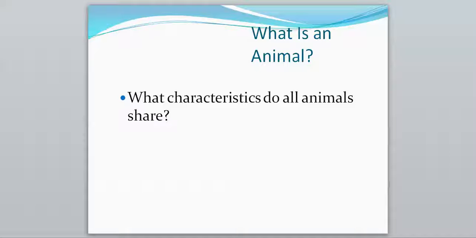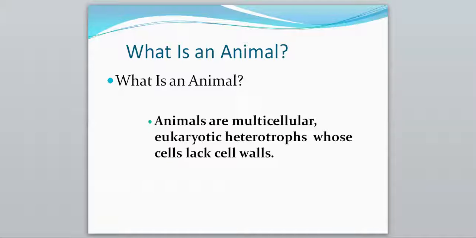But before we even make it to that point, we just need to give ourselves a definition of what is an animal. And so the definition of an animal is that they are multicellular, meaning they're made up of multiple cells, eukaryotic, meaning they have a nucleus, heterotrophs, meaning they can't make their own food, whose cells lack cell walls. Those are the main key characteristics that are going to distinguish animals.